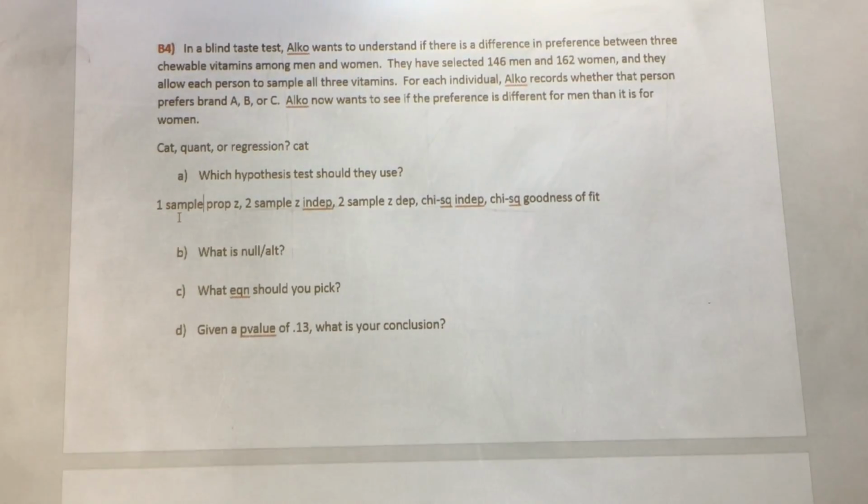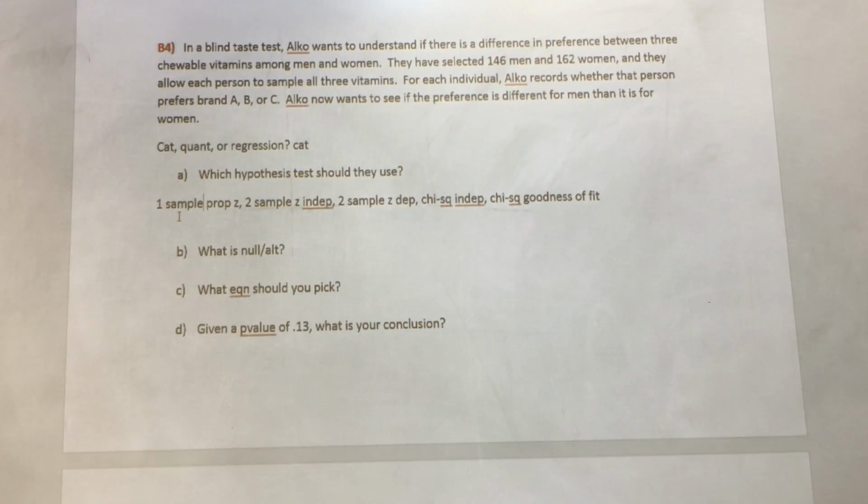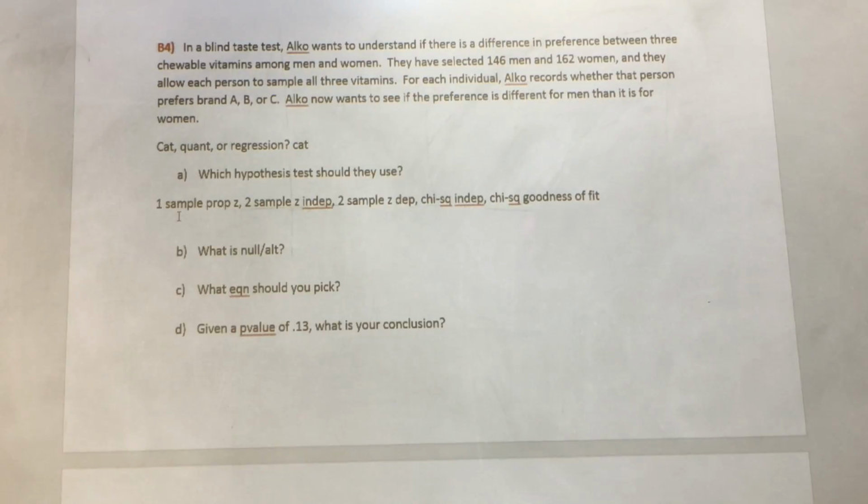Okay, so should we go with those two choices? Who says two sample Z independent? 1, 2, 3, 4, 5, 6. Who says chi-square independent? 1, 2, 3, 4, 5, 6, 7, 8, 9, 10, 11. Who voted twice? Who did not vote? You got it wrong. Okay. All right. Majority wins. We'll go with the chi-square independence test.